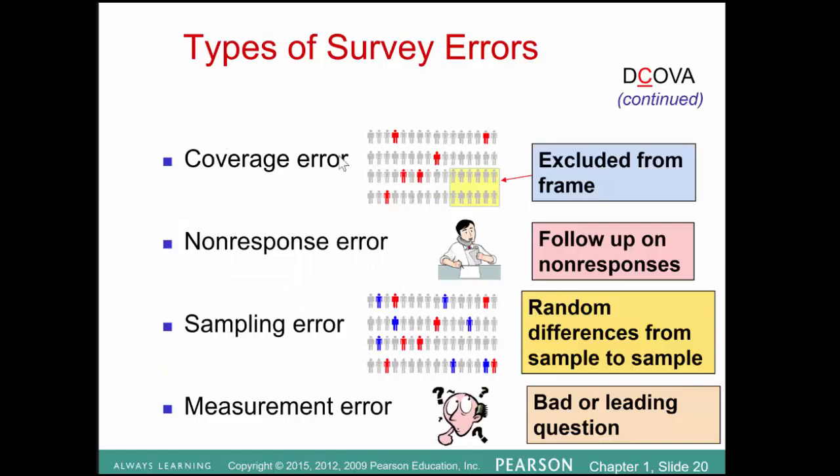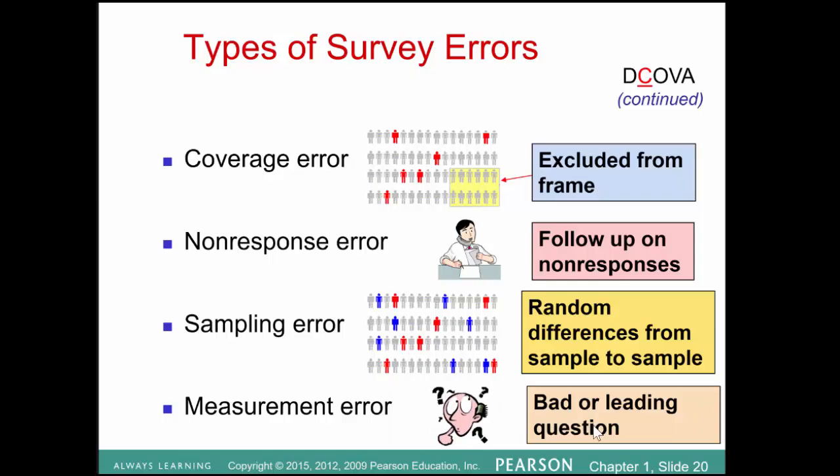So here's an example of coverage error. We exclude these individuals from our sample, so we may not actually have full coverage. Non-response error: people don't respond to your follow-up questions once they've started to go down a road where they don't want to divulge certain information. Sampling error just occurs from the fact that we are taking a sample from a larger population. The larger our sample becomes, the smaller the sampling error.